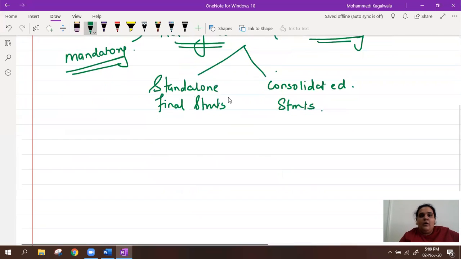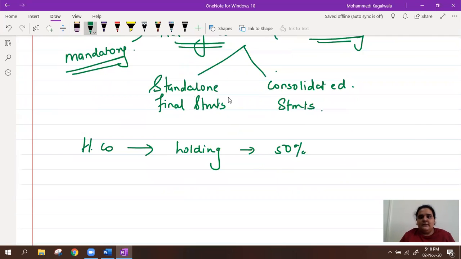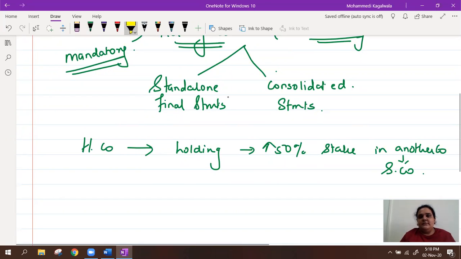Now, what is a holding and subsidiary company relationship? A company is said to be a holding company if it has more than 50% stake in another company. That other company is known as the subsidiary company. When one company holds more than 50% stake in another company, the other company is the subsidiary company, and the one which holds the stake is known as the holding company.